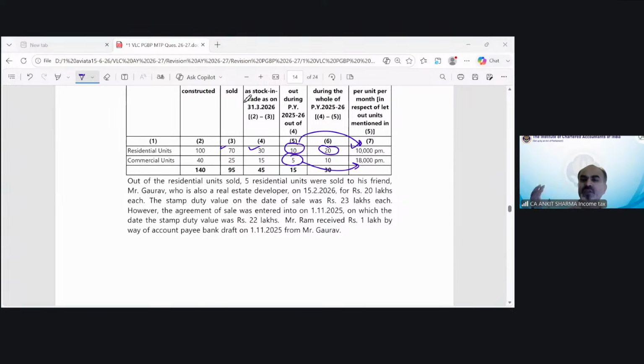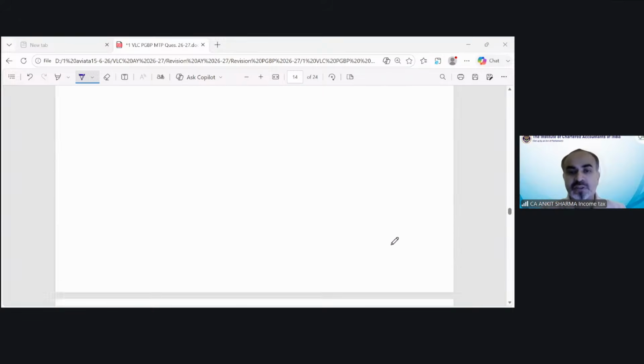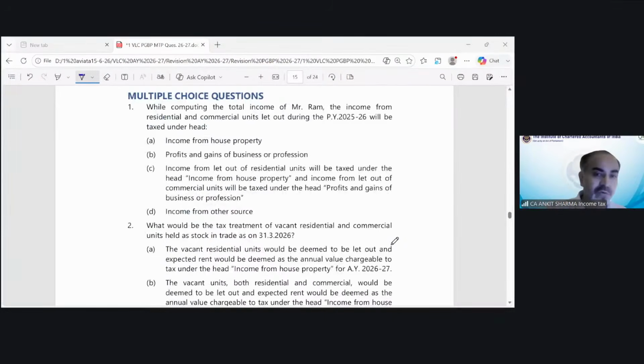If the property is your stock in trade and if you let it out for some duration, then where is the income going to be taxed? Garv is saying leasing is always income from house property. So for this purpose, there is a specific provision that if you are a person for whom the buildings are stock in trade, and if it has been let out for some time, then the income is always going to be taxed under income from house property. So the answer of the first question is income from house property.